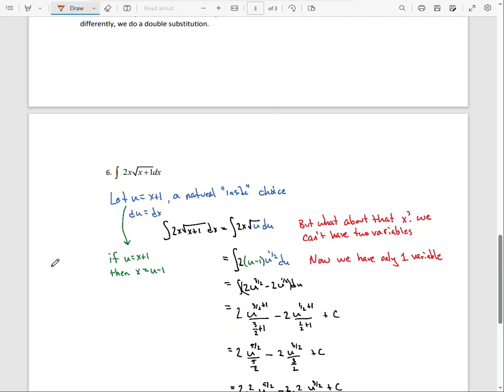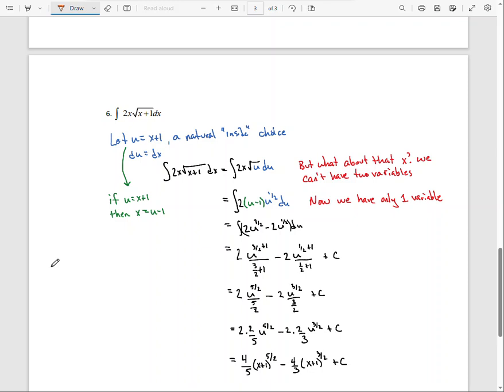We'll do a double substitution at the beginning, but we have to substitute yet again at the end. Okay. That was hard to say. It's not actually hard to do. The integral of 2x times the square root of x plus 1 dx.